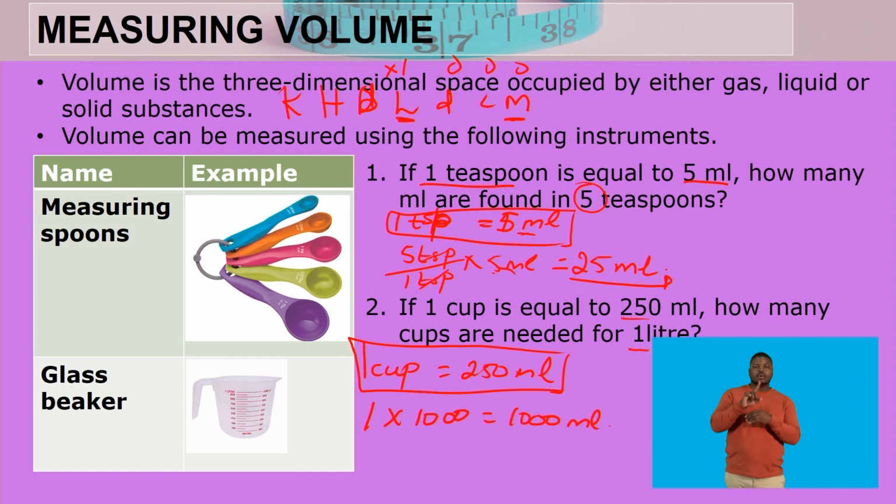So now we have to calculate the number of cups. We say 1,000, because this is what we are calculating for, divided by the unit that is the same on the conversion factor, which is 250 milliliters, multiplied by 1 cup. So what is 1,000 divided by 250? Let's punch it on our calculators. We are getting 4. So it means we have 4 cups in 1 liter.